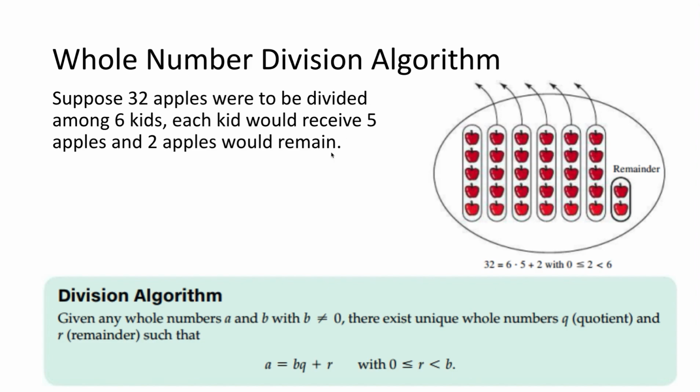Here comes the division algorithm. So the number that we divided, we call that dividend. That dividend is equal to, you can multiply how many groups, which was the divisor, right? 6 times, what was the quotient? 5. And what's the remainder?